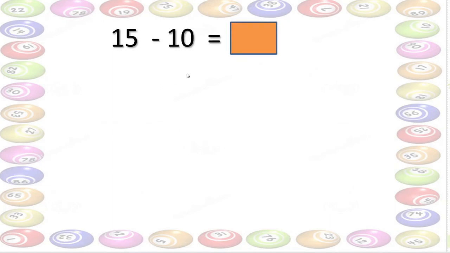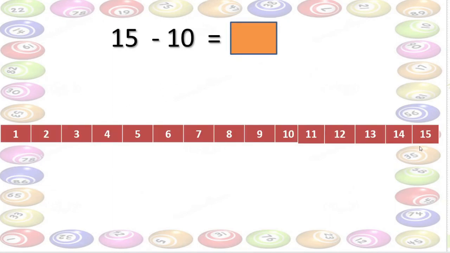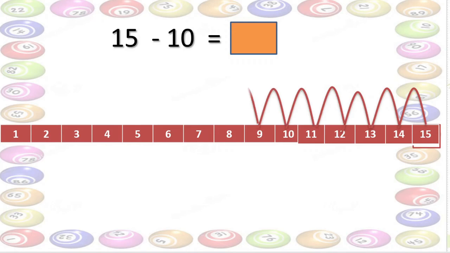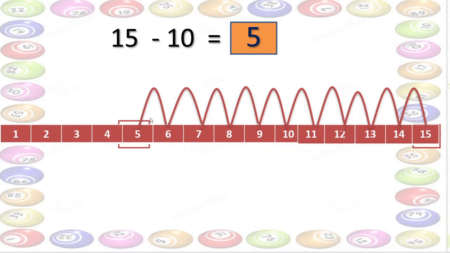Next, 15 minus 10. See our number strip. Okay. 15. Where is 15? Here it is. We have to count backward 10 numbers. See here. 1, 2, 3, 4, 5, 6, 7, 8, 9, 10. What we got? We got number 5. This is our answer. Now, this is so long process. We counted 10 numbers backward to reach 5 from 15.